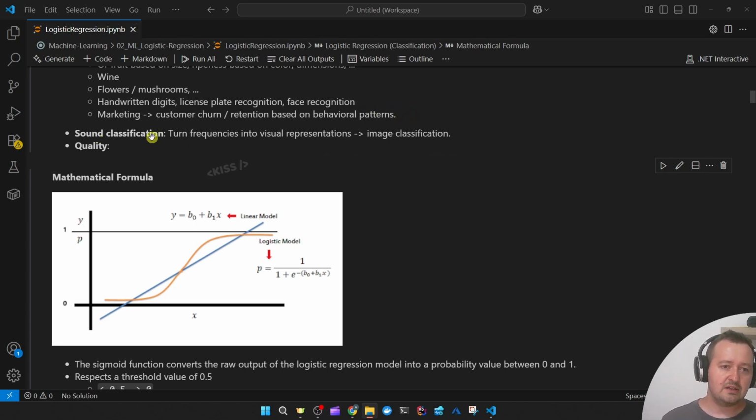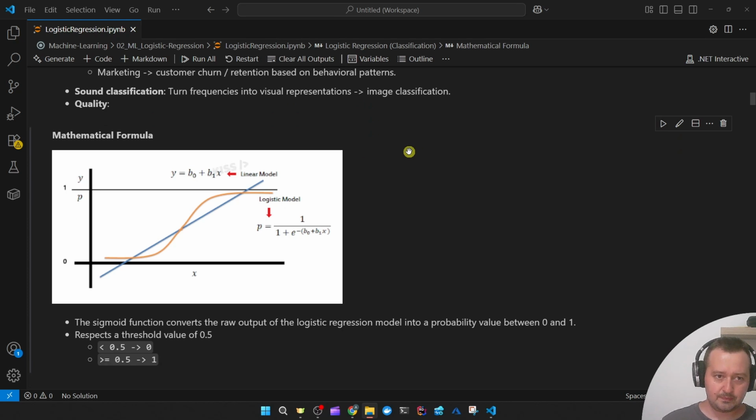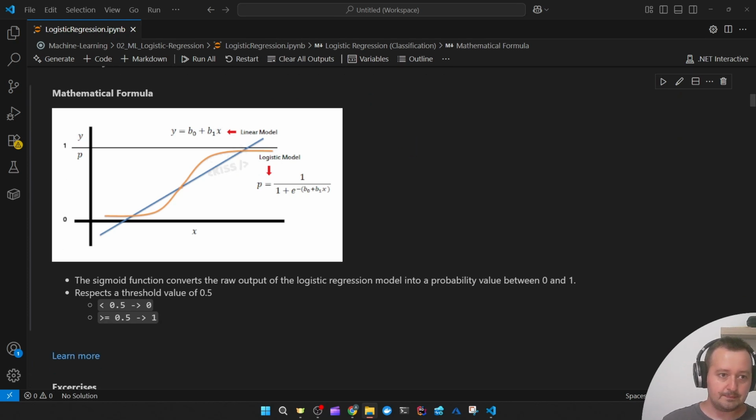And sound classification, basically turning the frequency, well, making charts of those, so then they become visual representations and you can do image classification on that. And there's many more applications. We will likely see other ones. We could make your own Pokédex, for example. Not that that's a very useful application, but it's all possible.